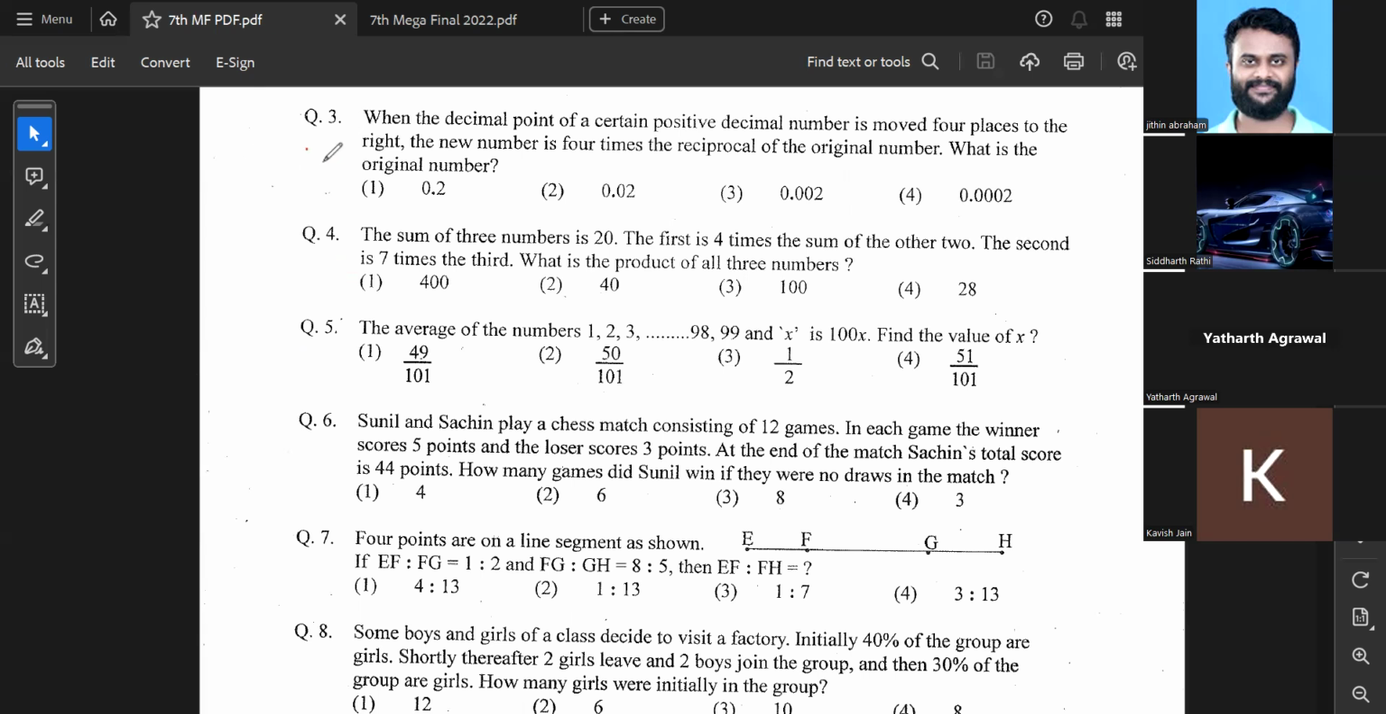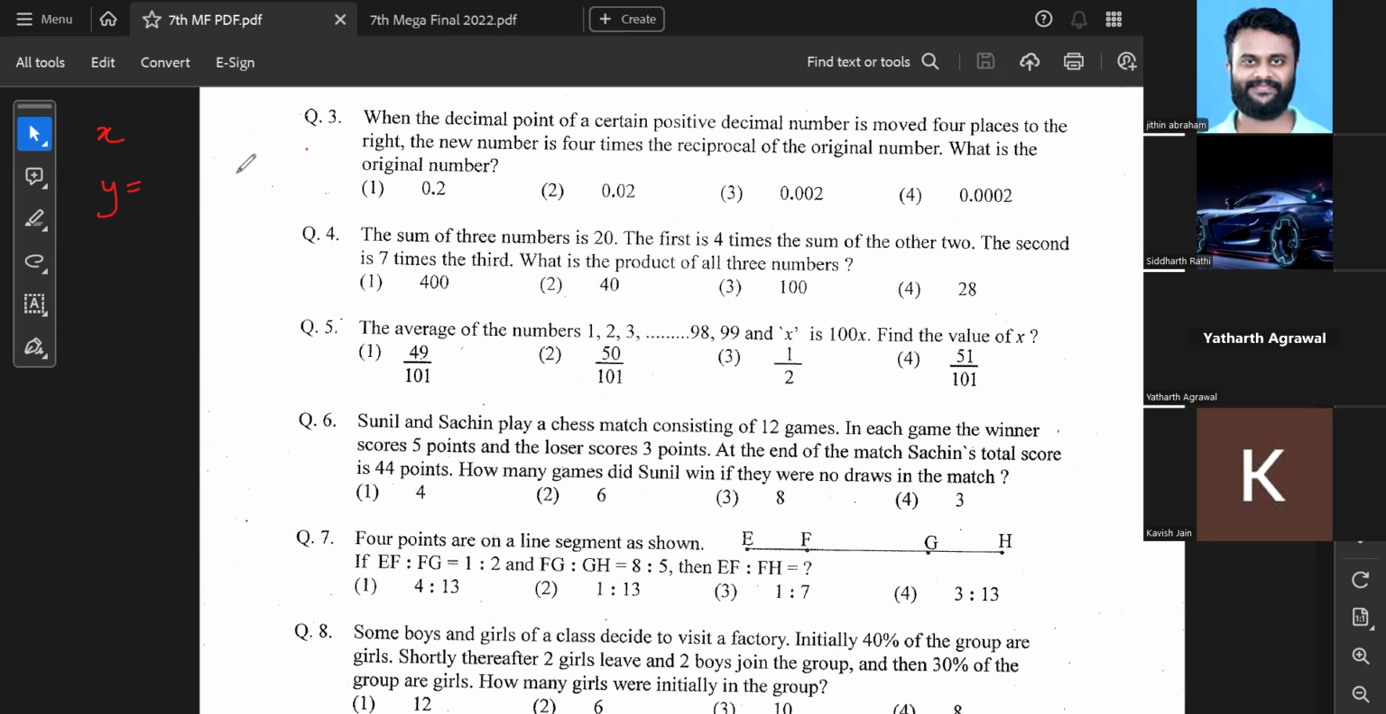When the decimal point of a certain positive decimal number is moved 4 places to the right, the new number is 4 times the reciprocal of the original number. What is the original number? So let's say the original number is x. The new number is, let's say, y.